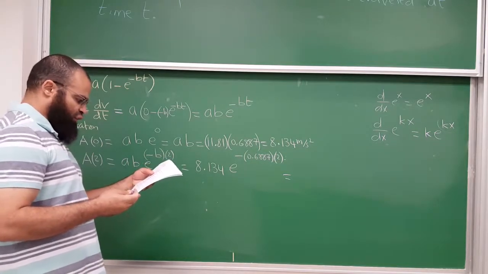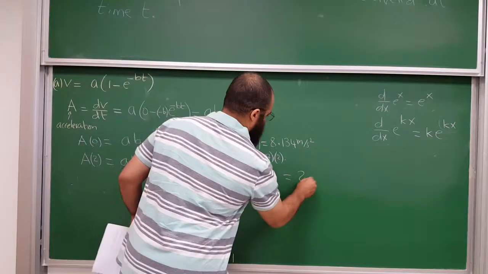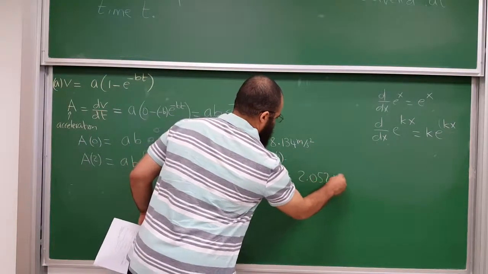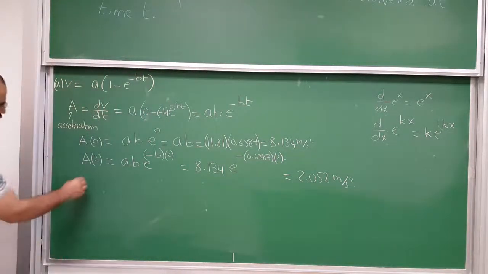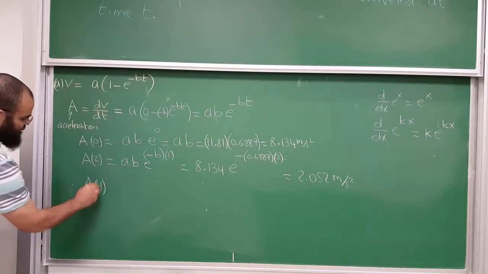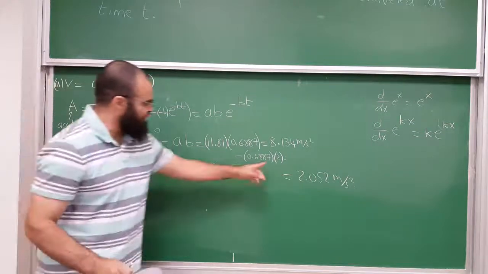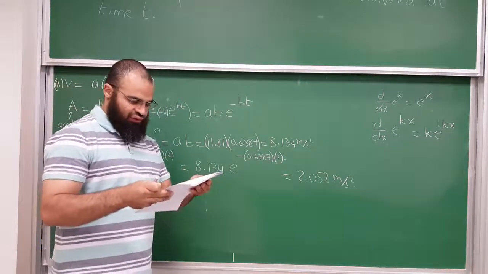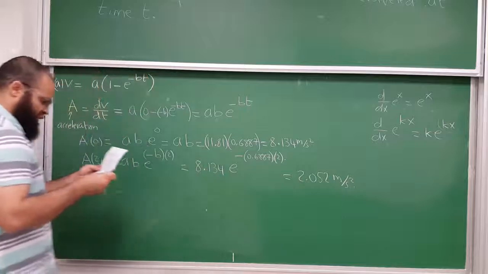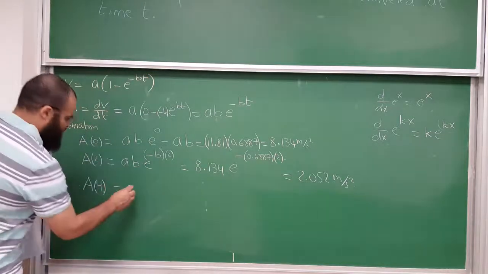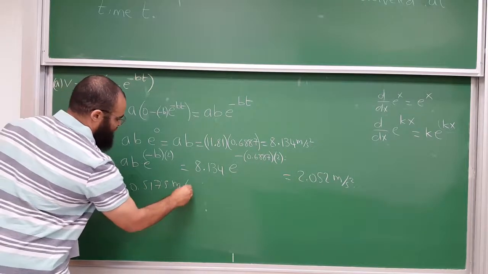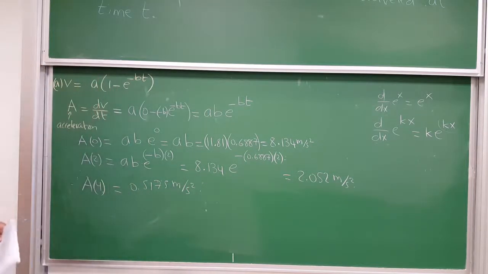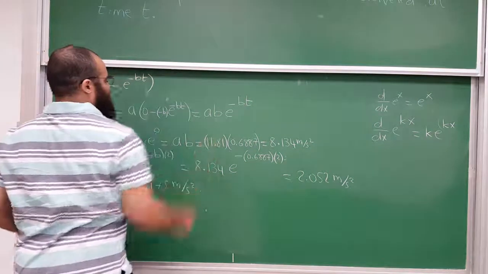Let's see what we get. 2.052 meters per second squared. And then for the acceleration at 4 seconds, well, it will be just exactly like this, but with a 4 here. So it will decrease further. And so it's 0.5175 meters per second squared. That's the acceleration at 4 seconds. So this is the acceleration as a function of time.